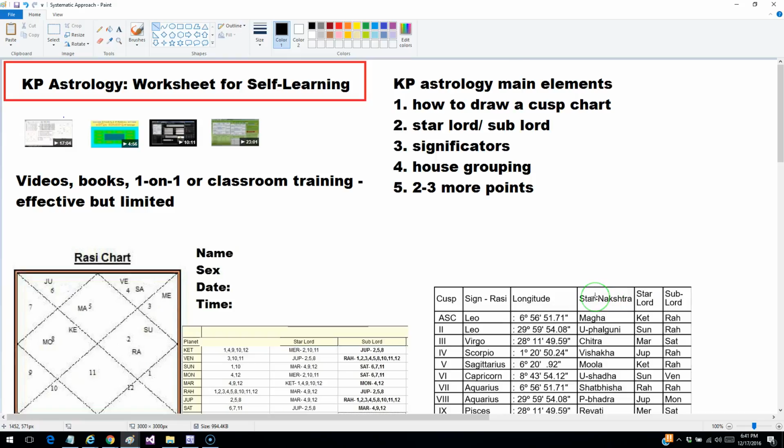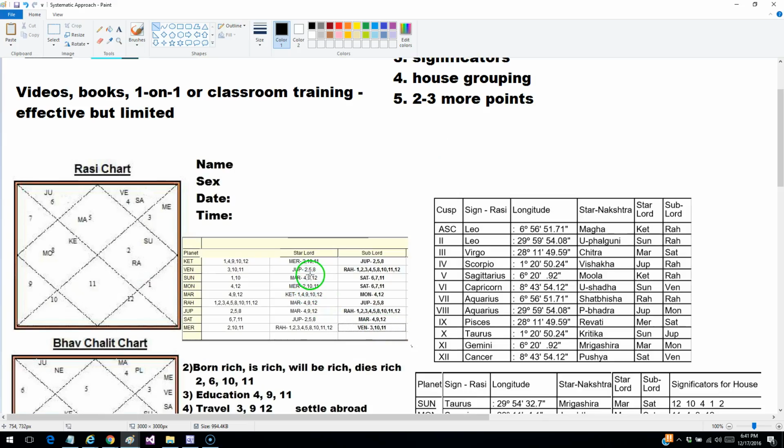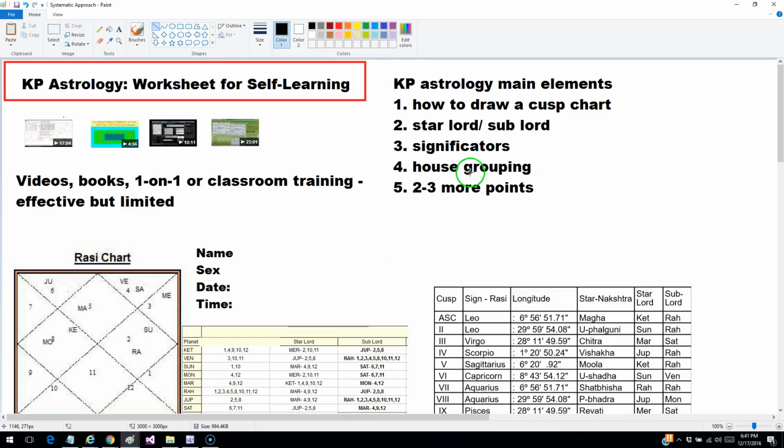So let's assume you know how to draw a cusp chart, and then you should know what the nakshatra is, what the star lord is, what a sub lord is, and then what is meant by the significators, and then the house grouping. By house grouping, it is meant that in KP astrology, an event materializes when a certain group of houses come together. For example, for marriage, it's not only the seventh house, but the second house and the 11th house are also taken into account to look into all aspects of marriage and the married life. So that's what house grouping is.